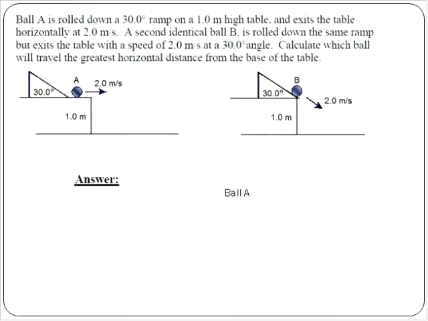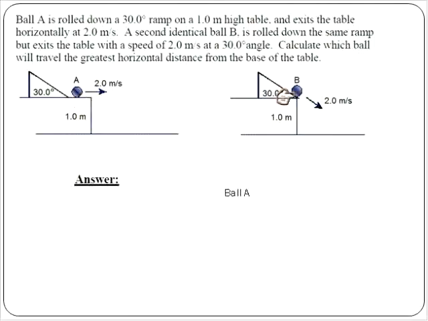Now this one's a little bit different. Okay, this one we've got two balls, ball A and ball B. Now ball A rolls down a ramp, so does ball B. The difference is ball A gets to the bottom of the ramp and starts to roll across the table. So ball A leaves the table horizontally. So that's actually a horizontal launch.